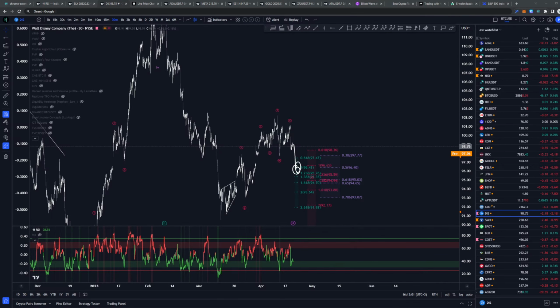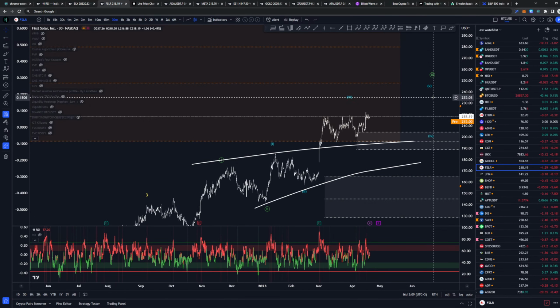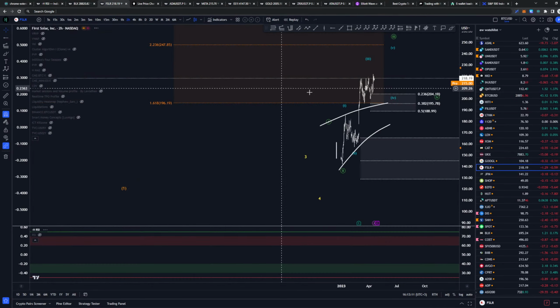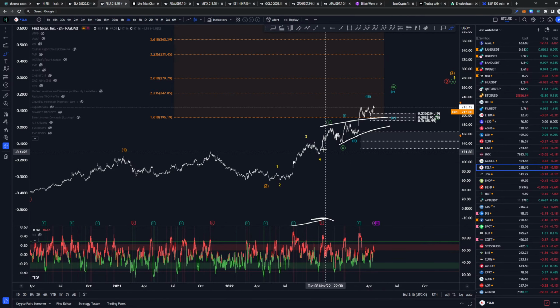That's Disney. FSLR. FSLR, I did not touch that, I don't think. Yeah. I was looking at this as the potential diagonal here for that 5th.